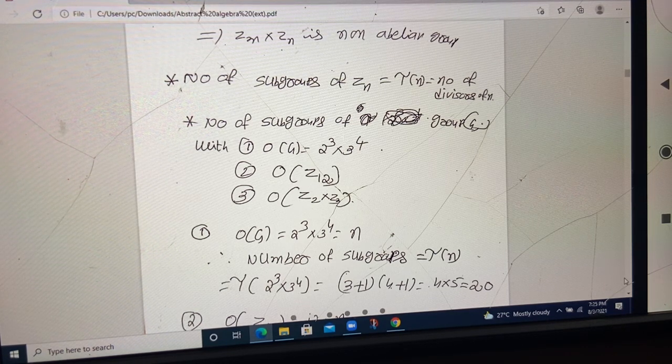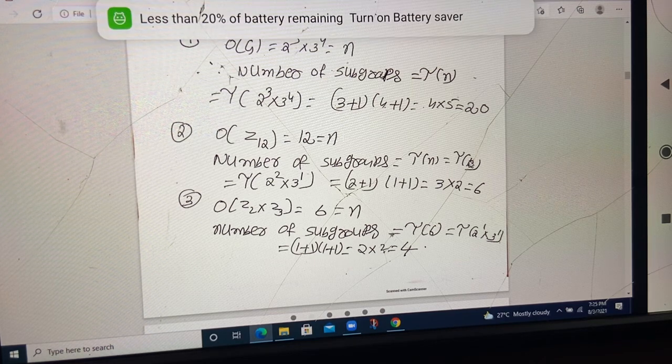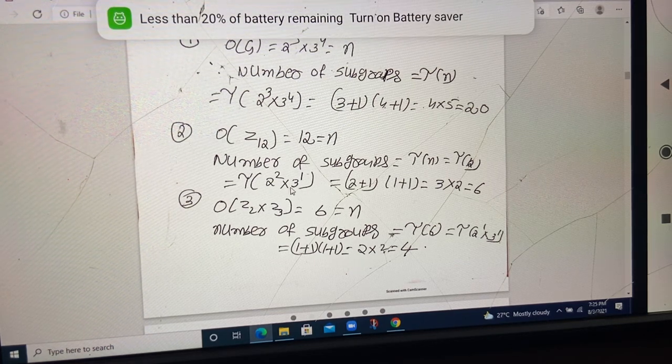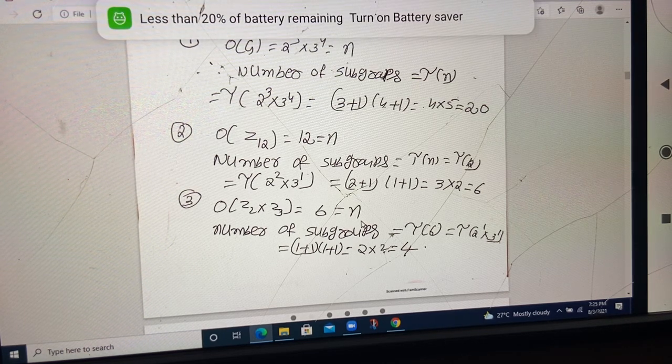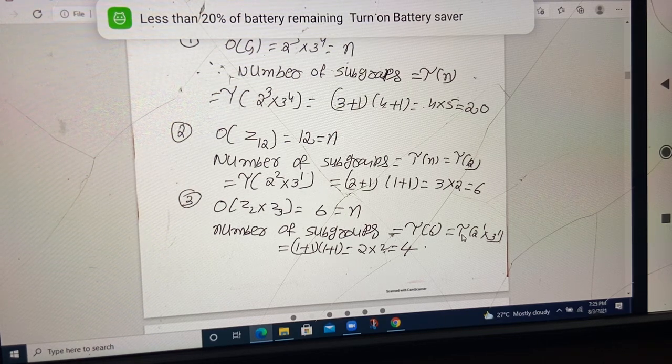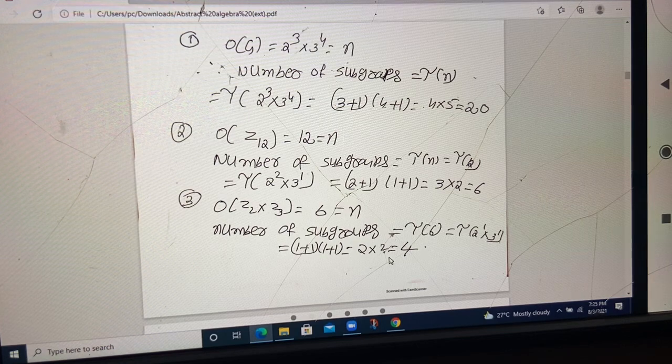What is the order of Z12? n equals 12. The number of subgroups is tau(n), that is tau of 12. How to write 12? 2 square into 3 power 1. So (2 plus 1), (1 plus 1): 3 into 2, which is 6. Next, the order of Z2 cross Z3 is 6, which is n. And the number of subgroups is equal to tau(6), which is tau of 2 power 1 into 3 power 1. So (1 plus 1), (1 plus 1), which is 2 into 2.